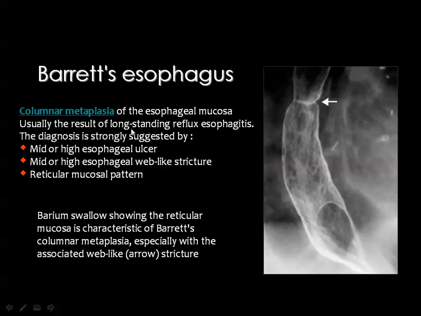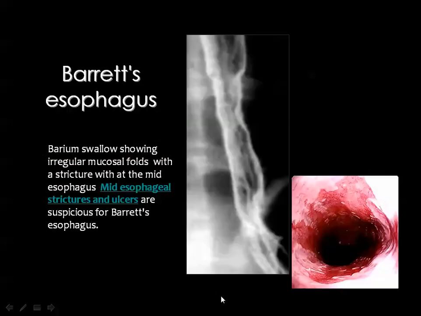And this is the result of long-standing reflux esophagitis, and you can diagnose this appearance as Barrett esophagus by these three main findings. Number one, mid or high esophageal ulcers. Number two, mid or high esophageal web-like stricture, and you see the stricture is very high in relation to the gastroesophageal junction. Then the reticular mucosal pattern, and you see this is not the mucosal pattern of the esophagus. You remember, the esophageal mucosa is formed of three longitudinal folds, but now you cannot see these folds. Instead, you see this pattern of reticular mucosa.